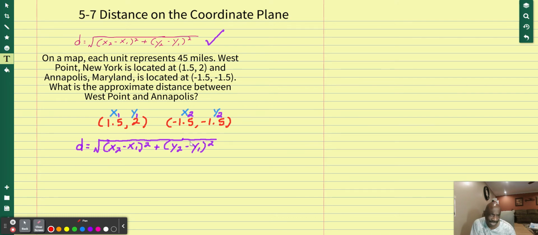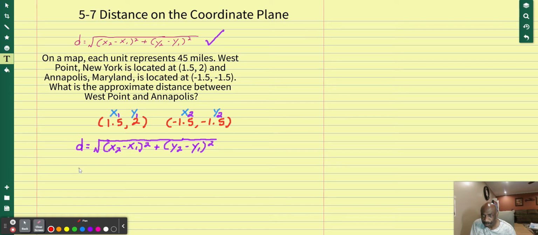I want you to see something here. x2 minus x1 actually represents A, and y2 minus y1 represents B. So I need you to think of this as the Pythagorean theorem, written a different way. This really says A squared plus B squared equals C squared. Remember what we do to get the C alone? Square root it. That's why that square root symbol is above it. So you'll see it when we work this all the way out.